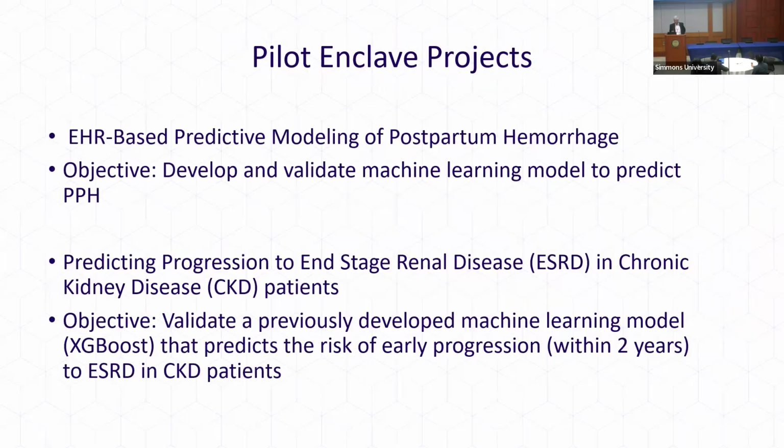So yeah, there are some more Enclave projects that we are starting to bring up. The second one is predicting progression to end-stage renal disease in chronic disease patients. And there are a few more in the works. So we are going to be increasing the number of projects, as well as the number of sites which will be contributing data. That will also expand as other sites sign off on the governance.